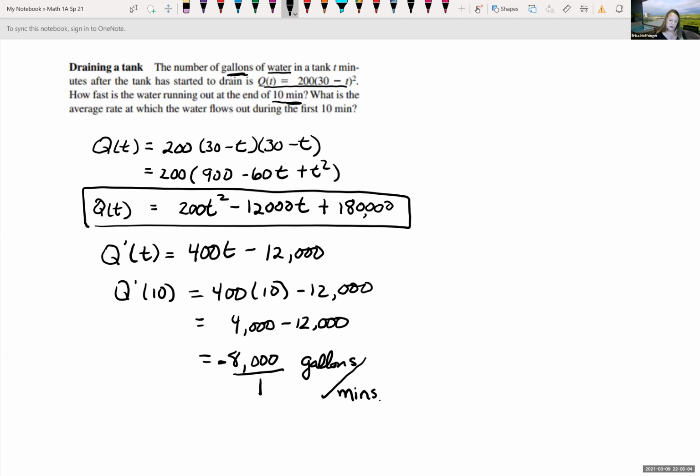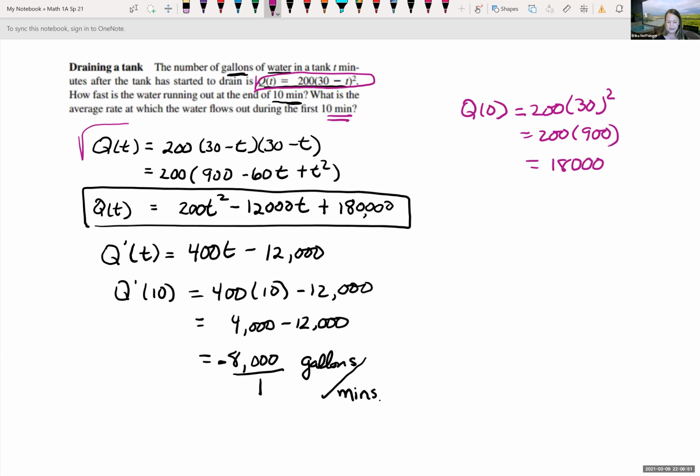So what is the average rate at which the water flows out during the first 10 minutes? Well, if I was looking at that average rate of change between 0 and 10 minutes, I would have to look at how much water is there at time 0. So plugging this into my function, when T is 0, I have 200 times 30 minus 0, and then squared. So this is 200 times 30 times 30, that's 900, so this is 180,000. So at 0 minutes, there's 180,000 gallons of water in that tank.